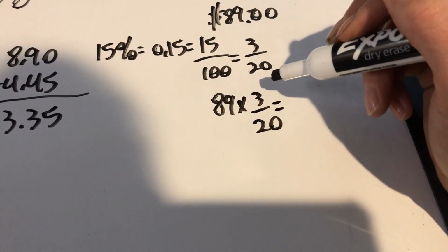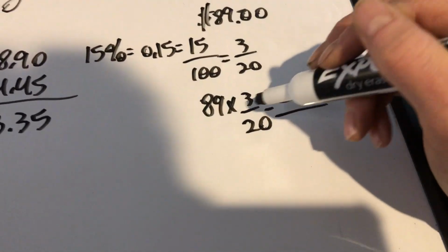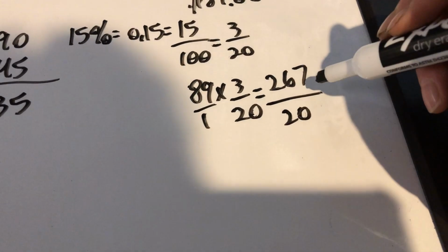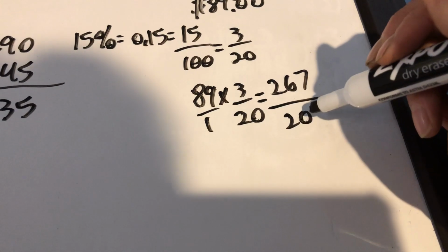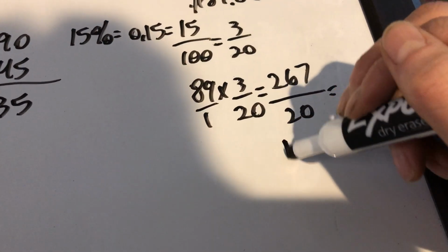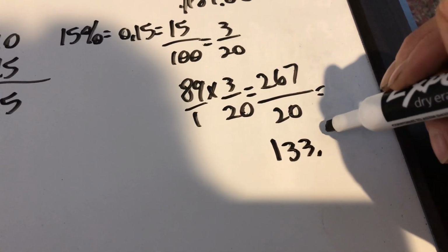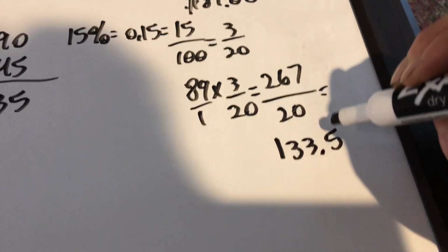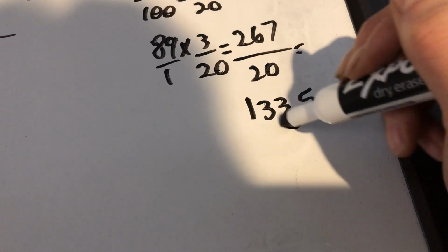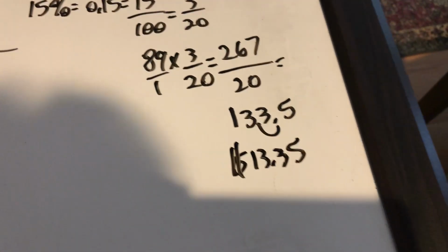So 89 times 3 equals 267. 1 times 20 equals 20. So you got 267 divided by 20. What you can do next is to cancel out the 0 for a moment and imagine just 267 divided by 2, which equals 133.5. Next step, since we got an extra 0 over here, just move the decimal over to the left one more time, and you got 13.35 as our final answer for the tip of $89.